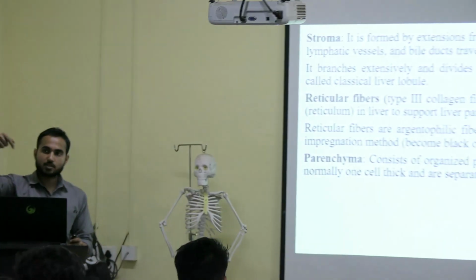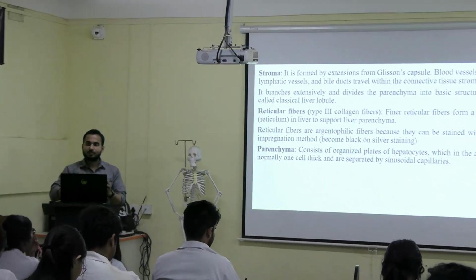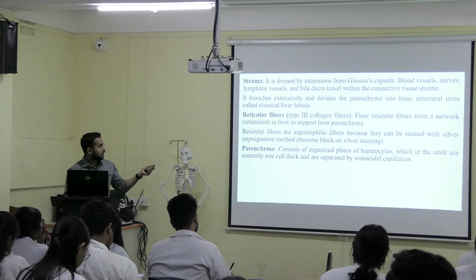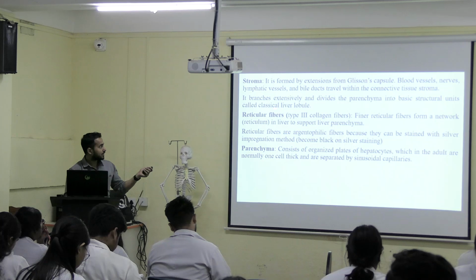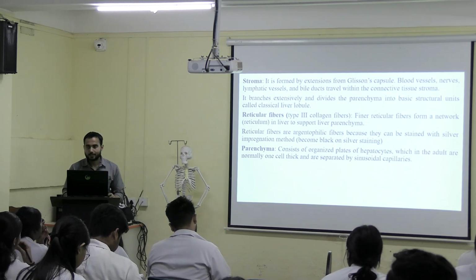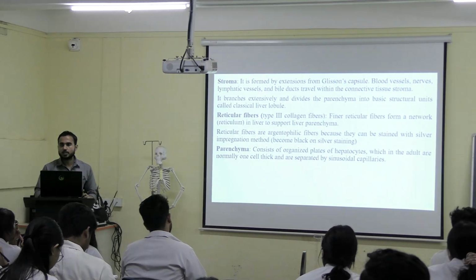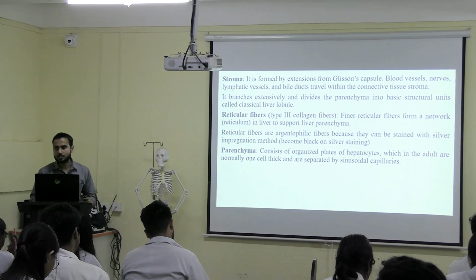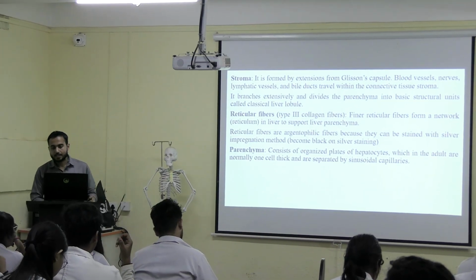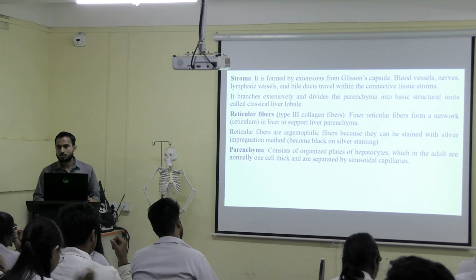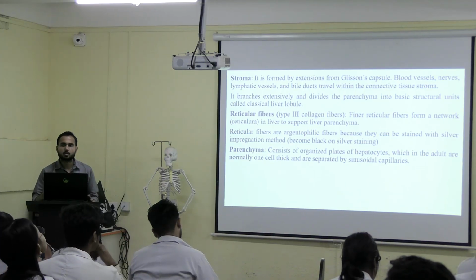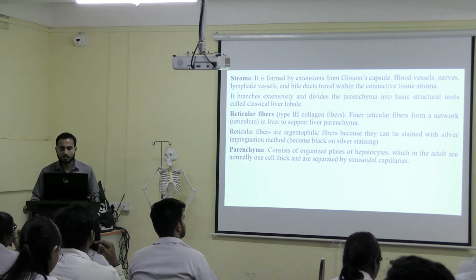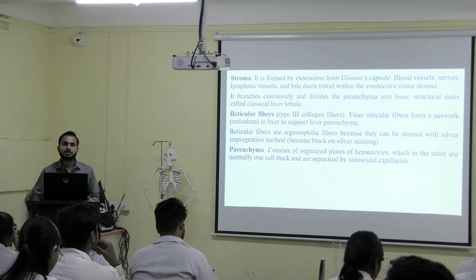So the first branch will divide it into lobes. Further, the septum will branch to make smaller lobules. These are called classical liver lobules. Next, another part which is supporting the parenchyma is the reticular fibers, which are also called type 3 collagen fibers. They are in the form of a network-like structure, also called reticulum, which will support the parenchyma present inside the liver. Those will come under stroma, or the supporting part.